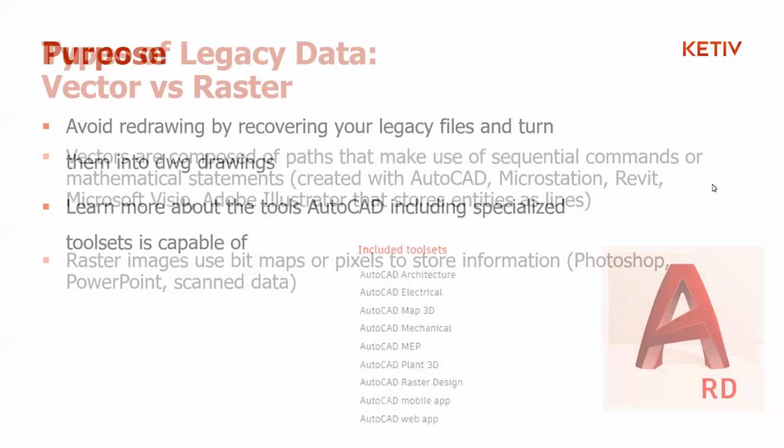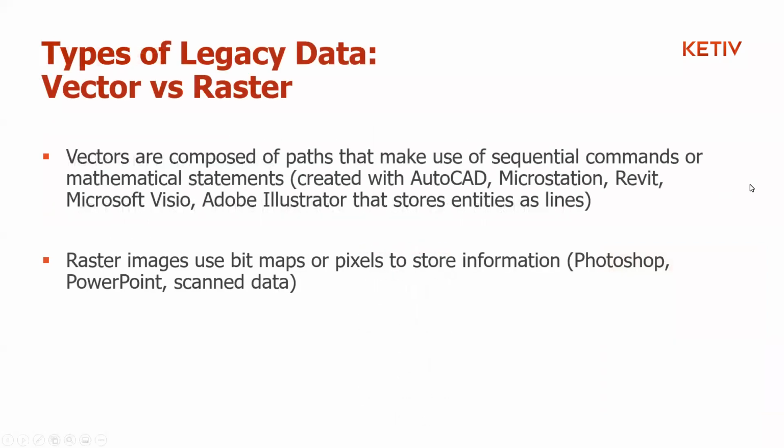But first, let me differentiate between the types of legacy data that you may have. There are two types, either vector or raster. Vector data are paths or sequential commands or mathematical statements in your PDF, for example, that has been created with AutoCAD, MicroStation, Revit, Visio, or Adobe Illustrator, which create and store these entities in the PDF as lines. These are kind of smart PDFs.